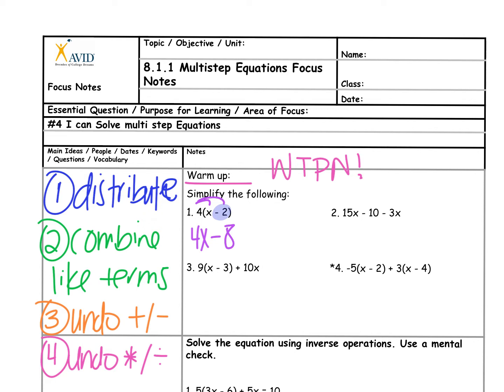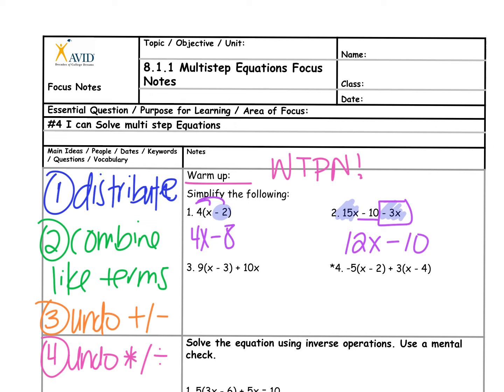Number 2, I don't have any distributive property, so I skip to step 2, combine like terms. I see I have an x and an x. I always pull the sign ahead of my term. So I'm going to do 15x minus 3x. It's a minus right here. And so 15 minus 3 leaves me with 12x. And then I copy everything else. Minus the 10. Not like terms. I'm done with that problem.